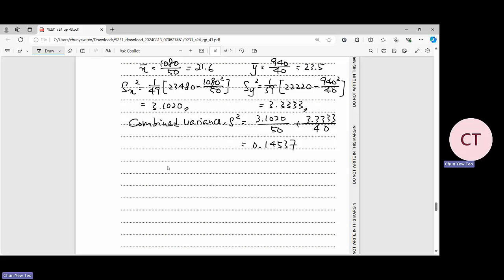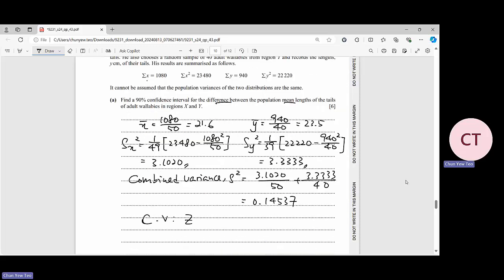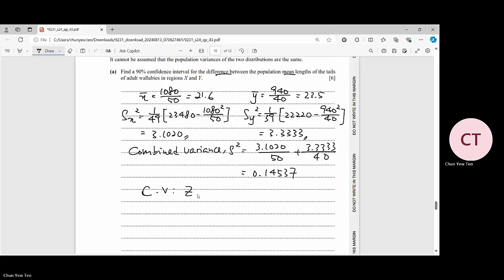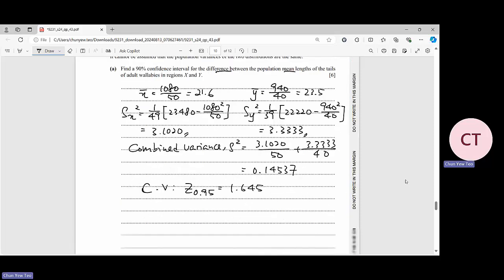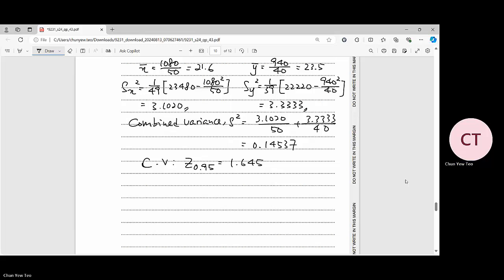Then we need to find the critical value. What is the alpha? Alpha is 90%. 90% it will be 0.95 from the table. You get this as 1.645. Okay, 1.645.